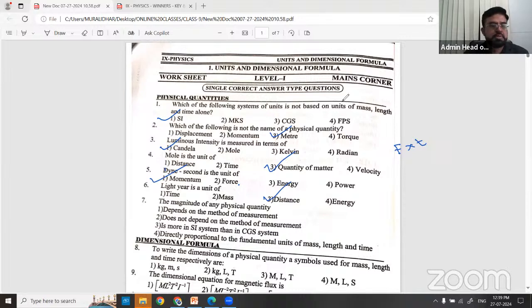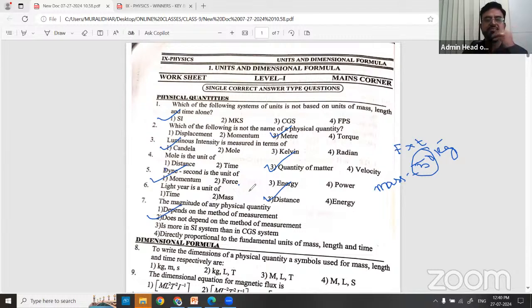Clear? Seventh one. The magnitude of any physical quantity. For example, mass is equal to 50 kg. This 50 is called magnitude, whereas kg is nothing but the unit. So this magnitude does not depend on the method of measurement. It is a fixed one, constant. It is not more or less in CGS or MKS. Magnitude is always the same. Clear?